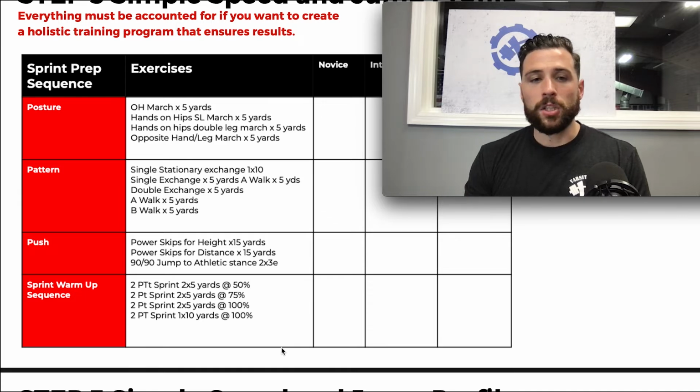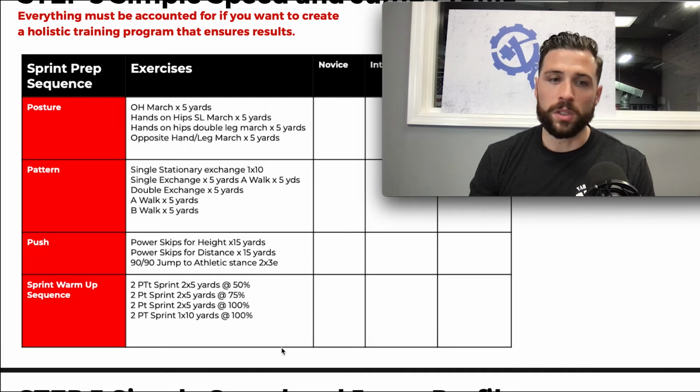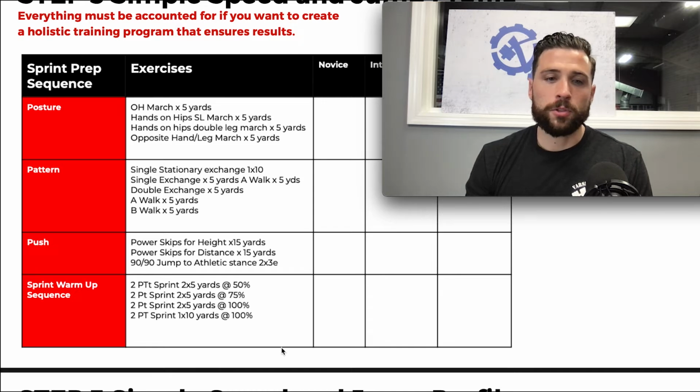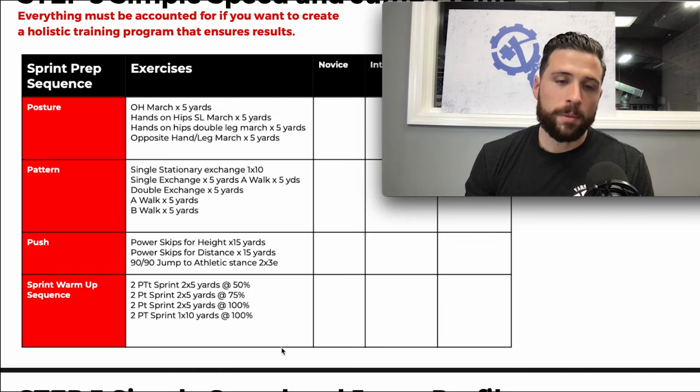And then lastly here, as we move on to the next section under push, we have our sprint warm-up sequence. The sprint warm-up sequence is something I see not enough done, or I should say, I don't see it enough done the right way. We test all of our sprints from a 2-point. We're just warming up in volume, and we're just warming up in intensity.